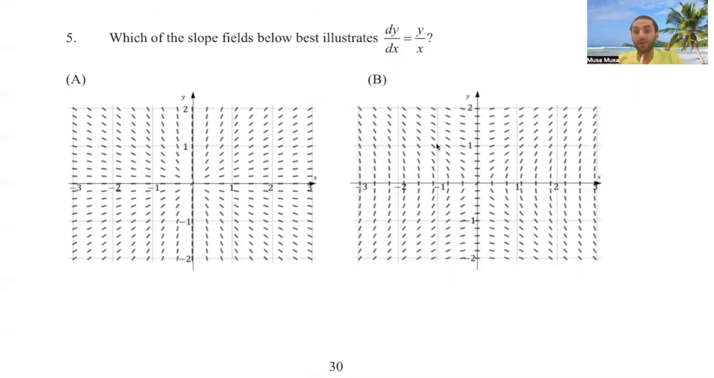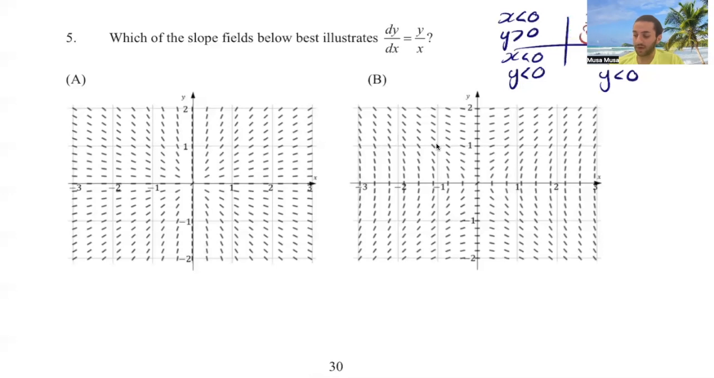So I want you to think about the obvious things. First thing we can think about are quadrants. In this quadrant here, x is greater than 0, y is greater than 0. Here, x is less than 0, y is greater than 0. Here, x is less than 0, y is less than 0. And here, x is greater than 0, y is less than 0. So according to this dy dx, should it be positive or negative in the first quadrant? Well, if both x and y are positive, it should be positive gradients.